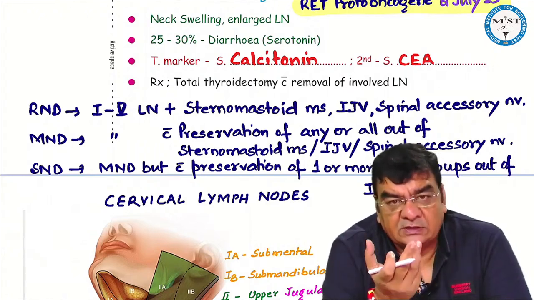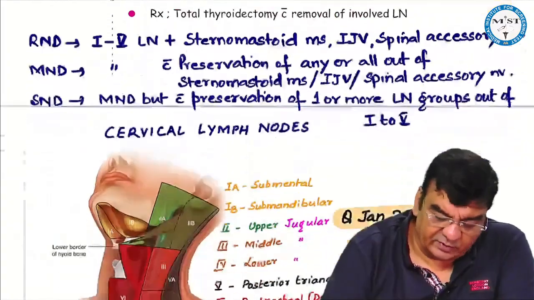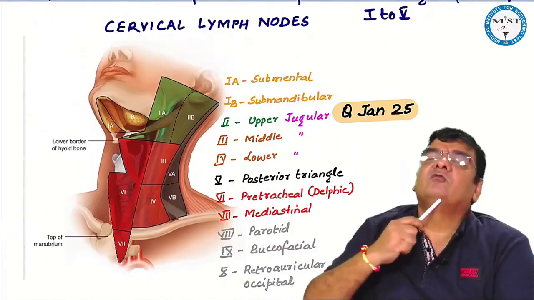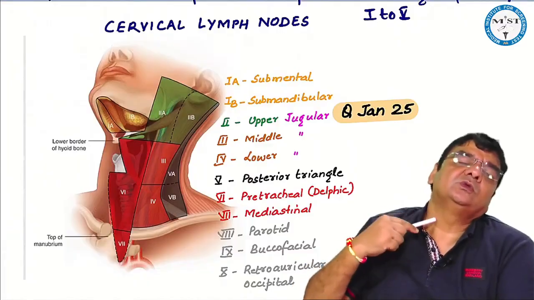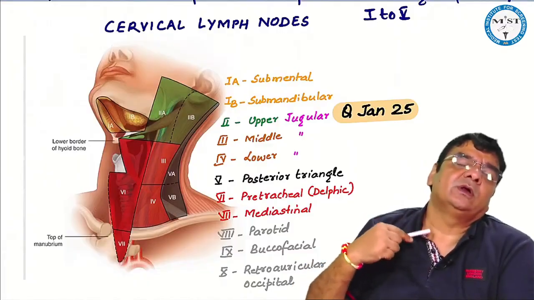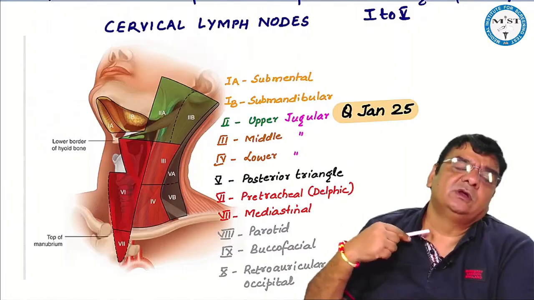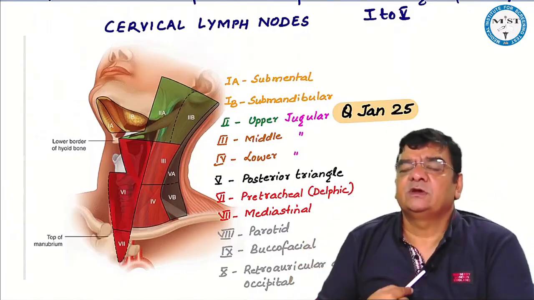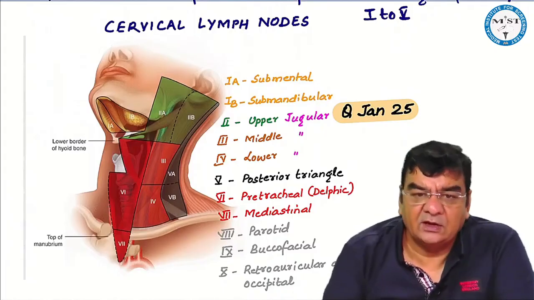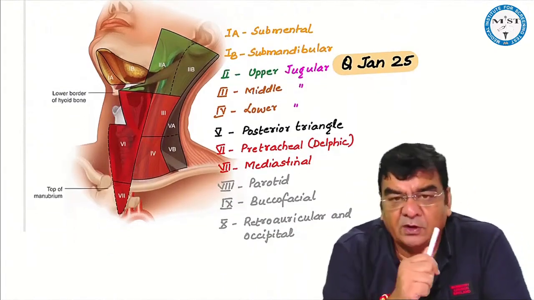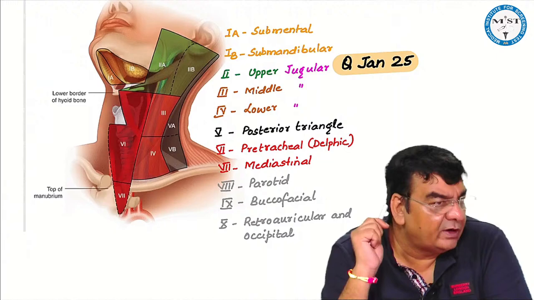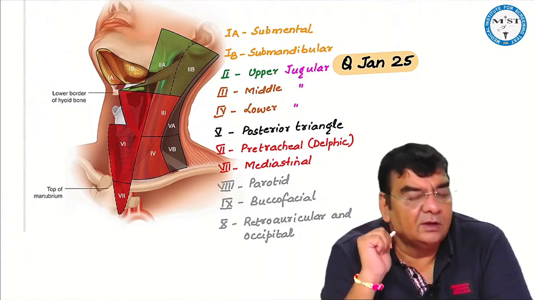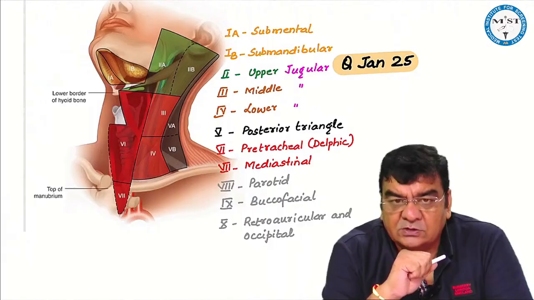So level 6. If we look at the different levels of lymph nodes, 1A is submental, 1B submandibular, then 2, 3, 4 are upper, middle, lower deep cervical or jugulodigastric, 5 is posterior triangle, 6 is pretracheal, and 7 is mediastinal. 8 would be parotid, 9 will be buccofacial, and 10 will be retroauricular and post auricular or maybe occipital lymph nodes.